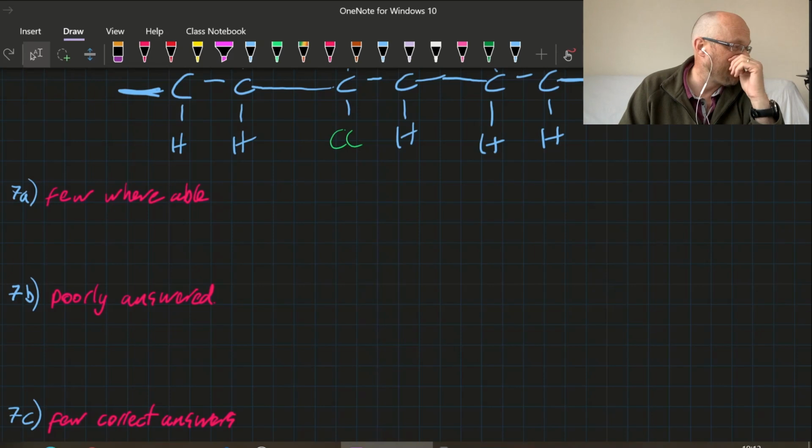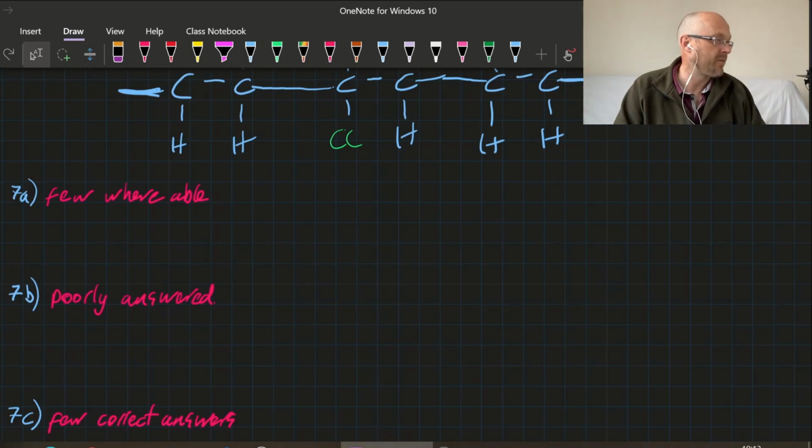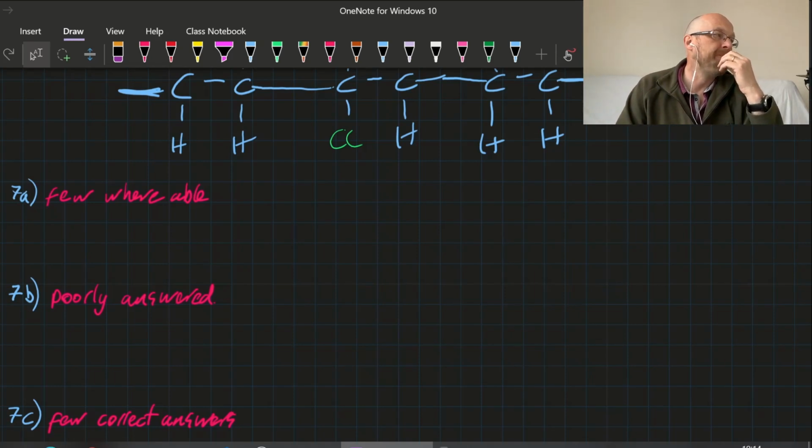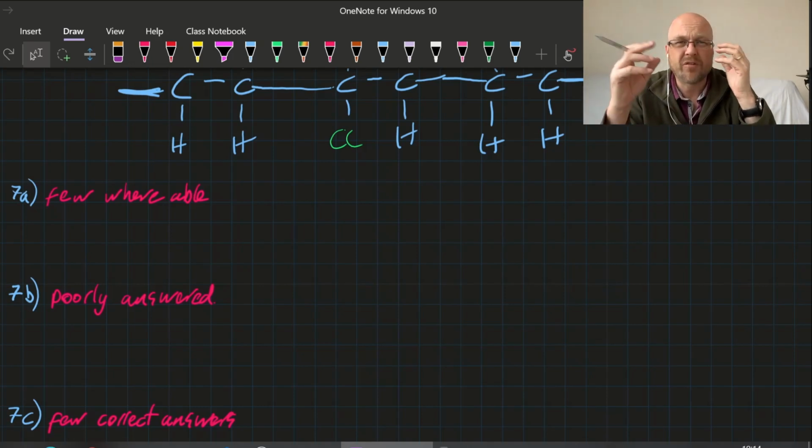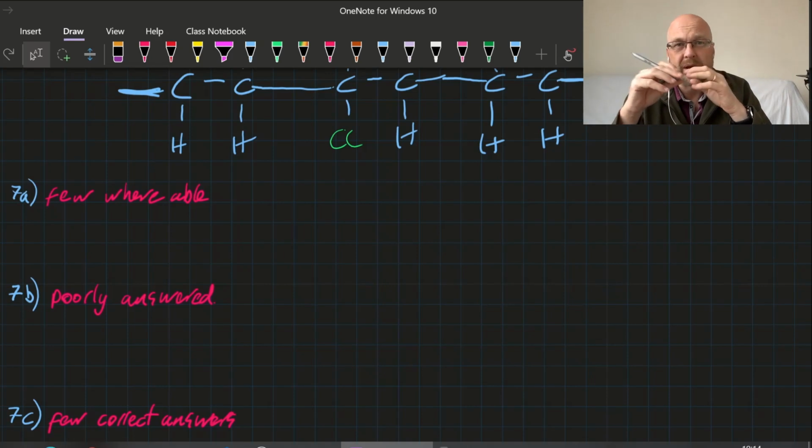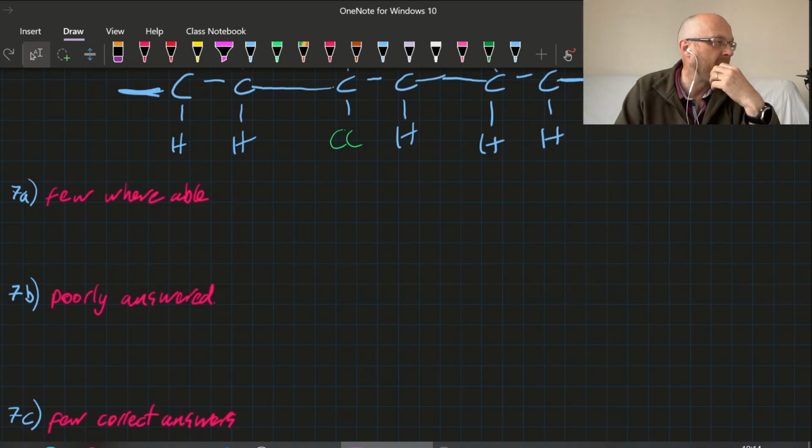7a, few were able to do this one. Oh, we're on to the next one. Benzene is an aromatic hydrocarbon. Discuss the physical evidence. Now, to me, physical evidence means physical properties, boiling point, melting point, stuff like that. But the boiling point and the melting point tells you about the intermolecular forces.